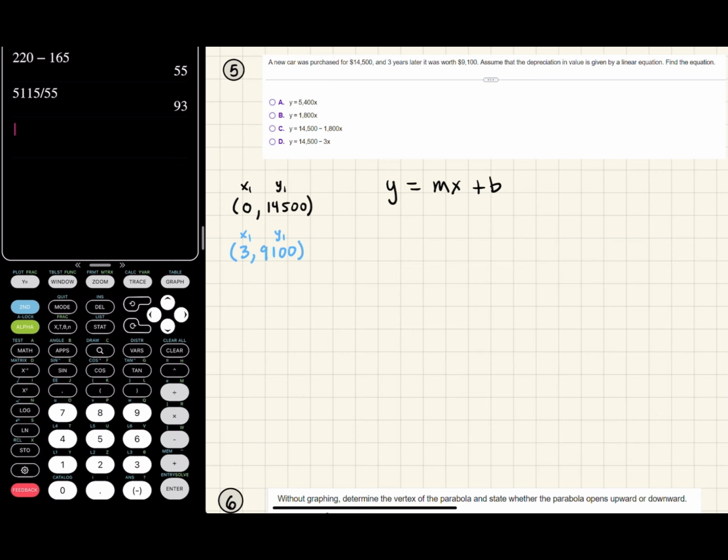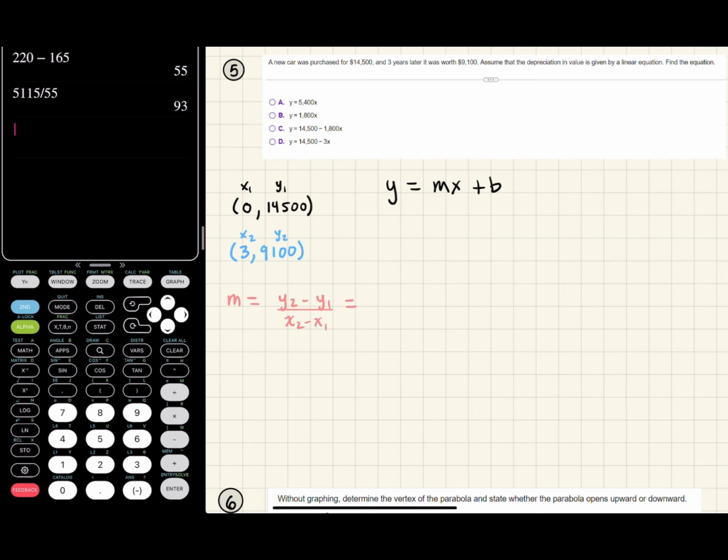We need to find the slope first, also known as m. And m is equal to, I just realized I wrote the second point wrong. That shouldn't be x1, y1. That should be x2, y2. And the slope formula is y2 minus y1 over x2 minus x1.